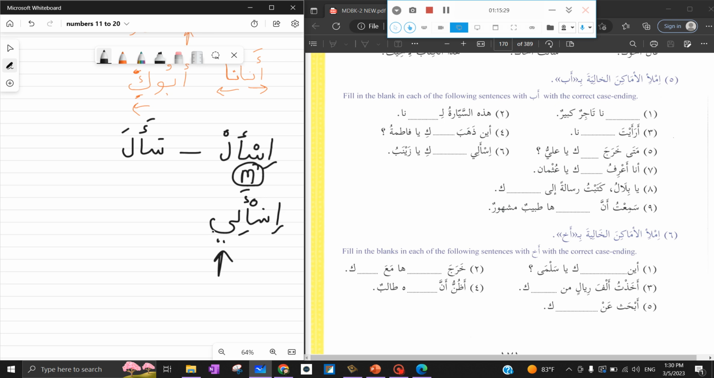Because the ya has come. And when the ya comes, there will be a kasra. It will not come without a kasra. So these are all the writing rules.